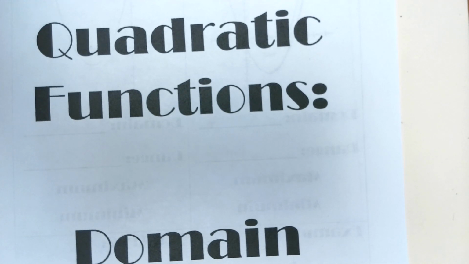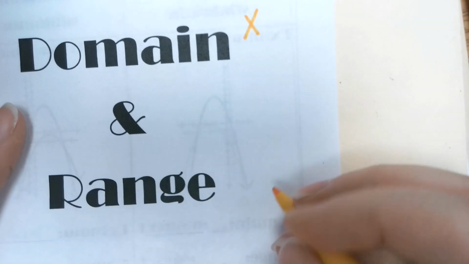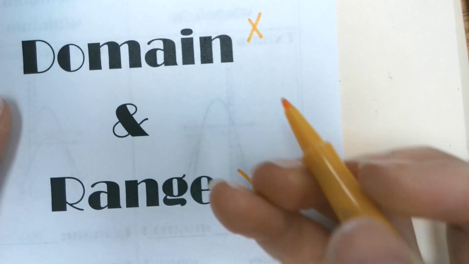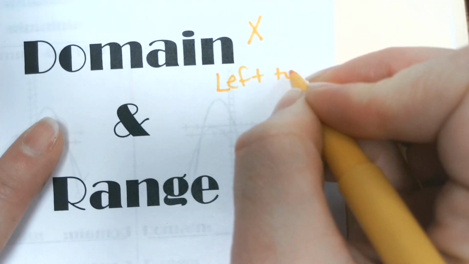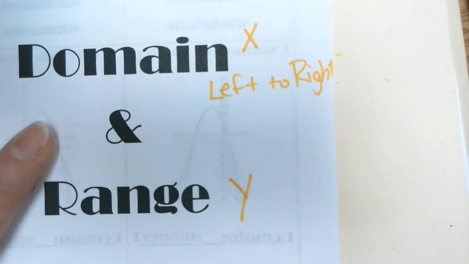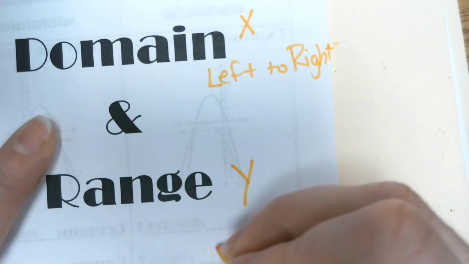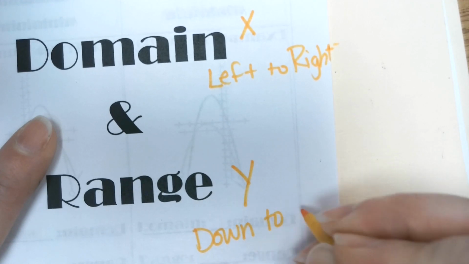Okay, so let's talk about quadratic functions, domain, and range. So remember, domain is the x values. Domain is x, range is y. Don't forget. So domain is going from left to right. And then range, I'd say down to up, because you want to do your lowest to your highest.